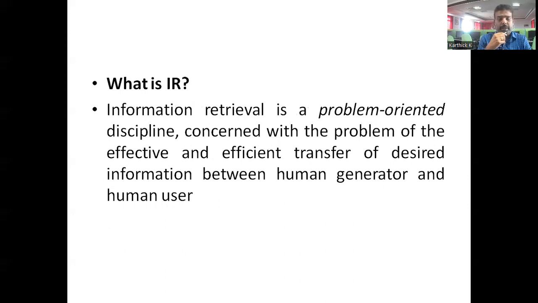By proper definition, what is IR? Information retrieval is a problem-oriented discipline concerned with the problem of the effective and efficient transfer of desired information between human generator and human user. So if you want to retrieve some data, we depend upon some interfaces.